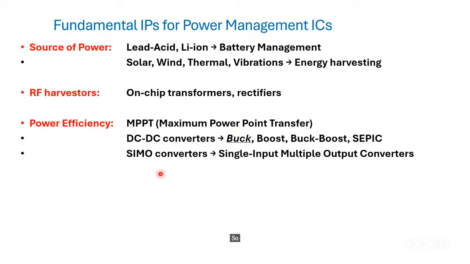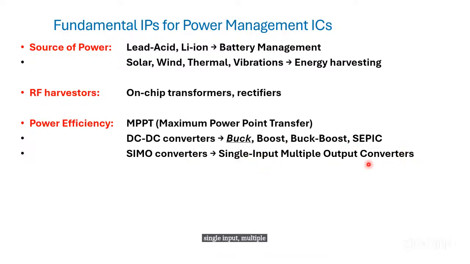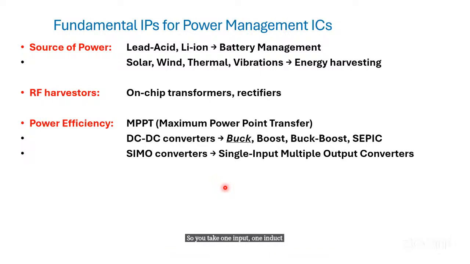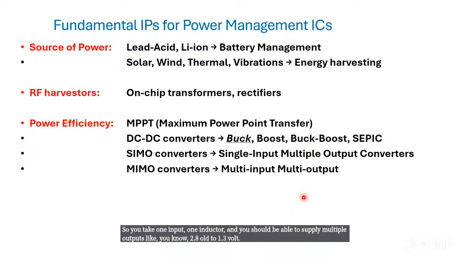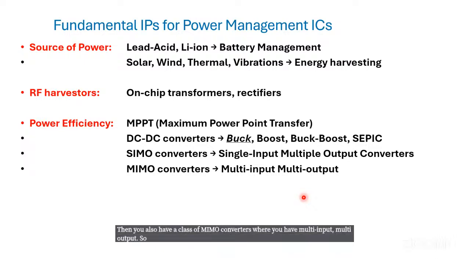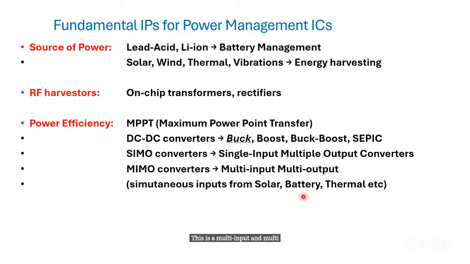So in order to save some of these components, there is a class of converters called SIMO converters. These are single-input, multiple-output converters, or single-inductor, multiple-output converters. So you take one input and one inductor, and then you should be able to supply multiple outputs, like 2.8 volt or 1.3 volt. Then you also have a class of MIMO converters, where you have multi-input, multi-output. So you can take the input from solar, wind, thermal, lead acid, and all of these added as energy onto one single battery source. This is a multi-input and multi-output converter.